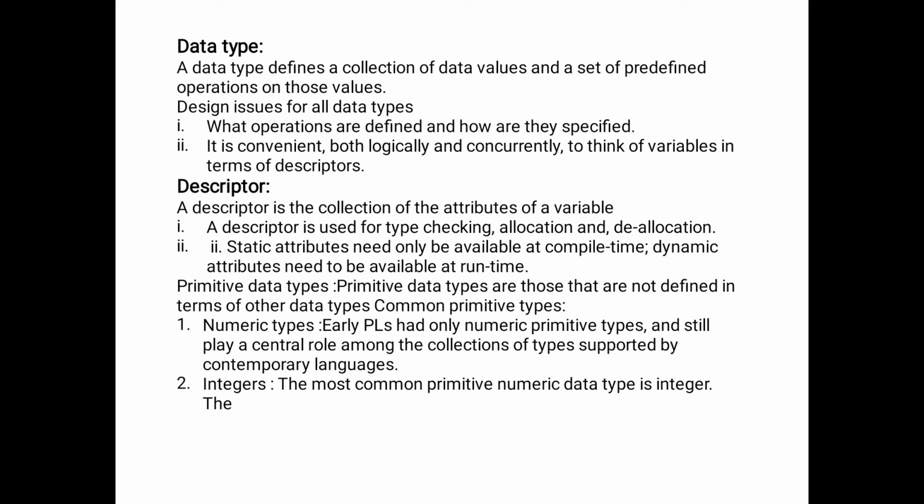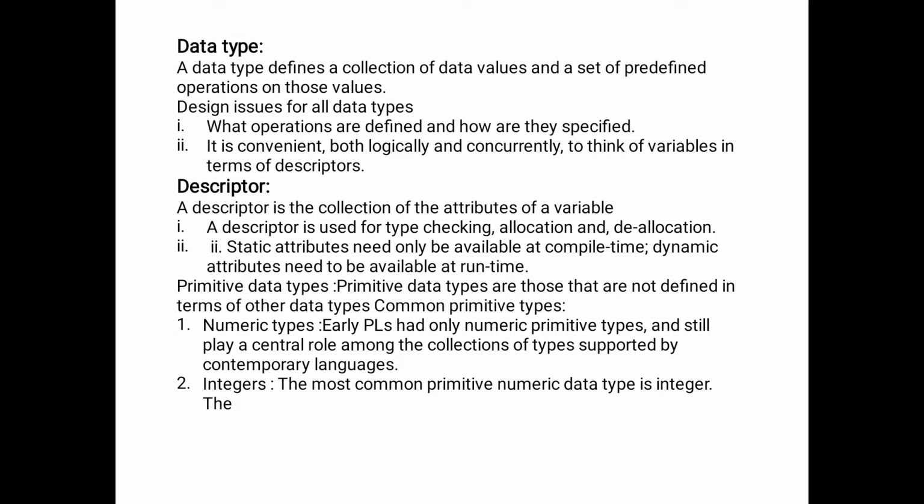Next one, primitive data types. Primitive data types are those that are not defined in terms of other data types. Common primitive types: first one, numeric types. Early programming languages had only numeric primitive types and they still play a central role among the collections of types supported by contemporary languages.